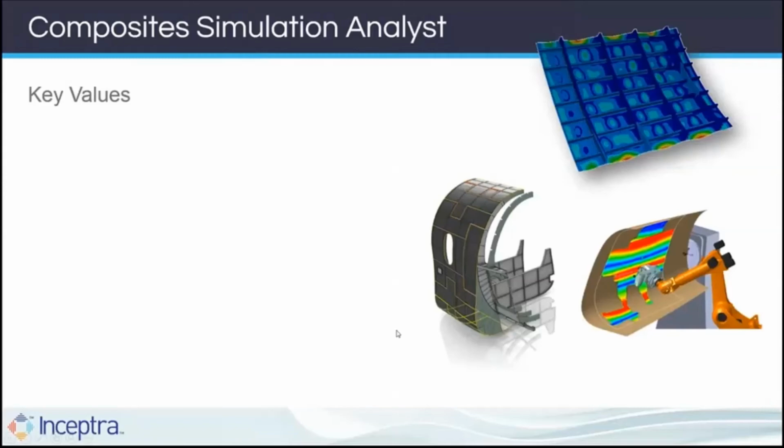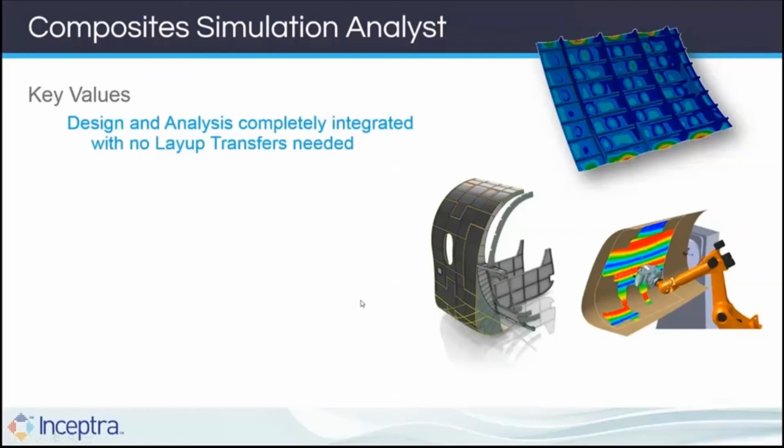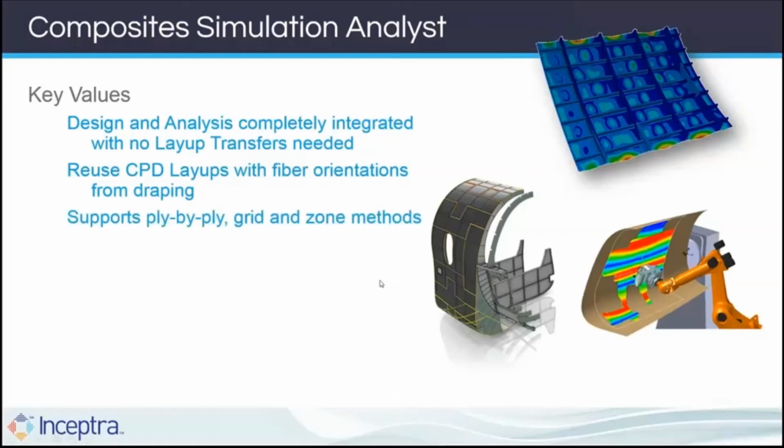We do have a great solution in V5 connected to Abaqus CAE, but there's some tools that need to be put in place to make that transition happen, to move information from CPD into Abaqus. And a lot of that all goes away in 3D experience. So we now have design and Abaqus analysis completely integrated with no need to transfer layups anymore. That's one of the key values from my standpoint. We still can use fiber orientations based on producibilities, so your draping simulation will feed into your simulation. But we now also support different ways to move the information across to Abaqus.